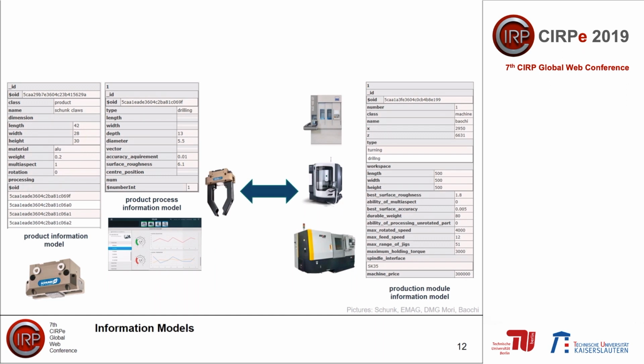On the other hand, we have a database containing the whole catalog of possible machines, tools, and components that can be used for the manufacturing process. Those so-called production modules are also described with a somewhat standardized information model. Now we can match the process requirements coming from the product side on the left with suitable production modules on the right. A very simple example for a match like this might be that the dimensions of the product are smaller than the workspace of the machine.